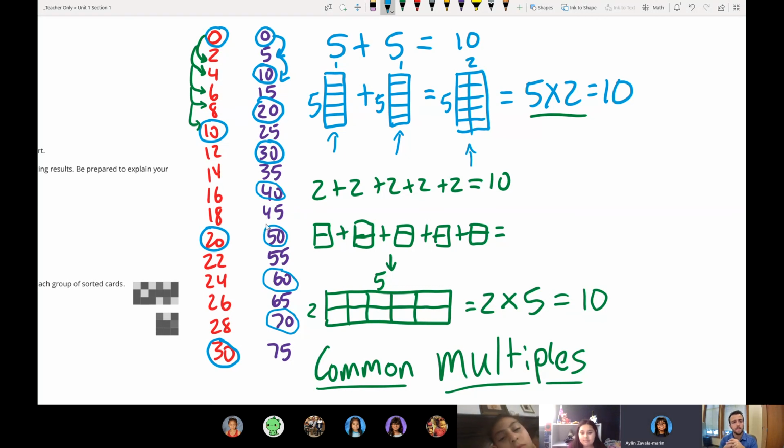All right. Do you have any questions on this? Remember, this is called common multiples. So multiples that numbers share. Are there any questions on common multiples or multiples in general? Or the factor pair rainbows that we made with all the rectangles? Is it making sense?